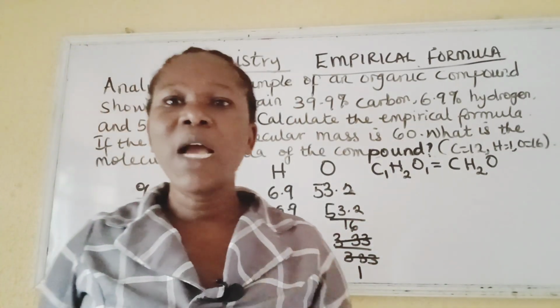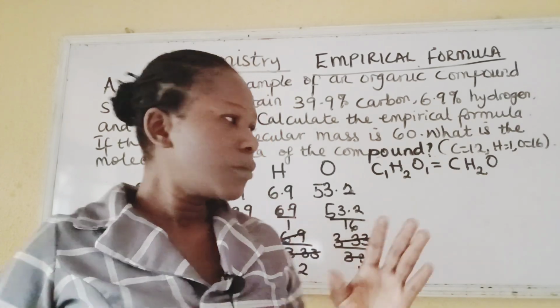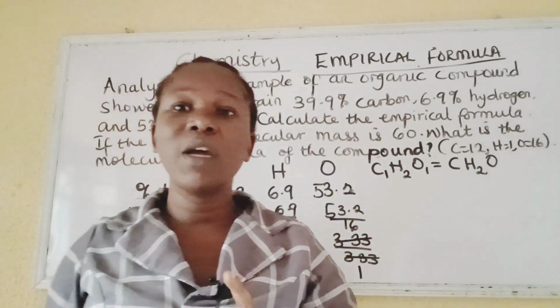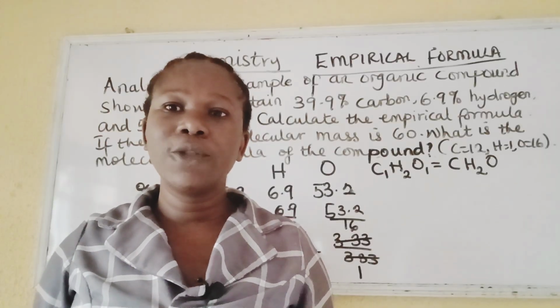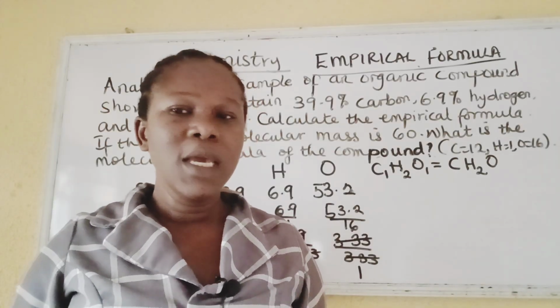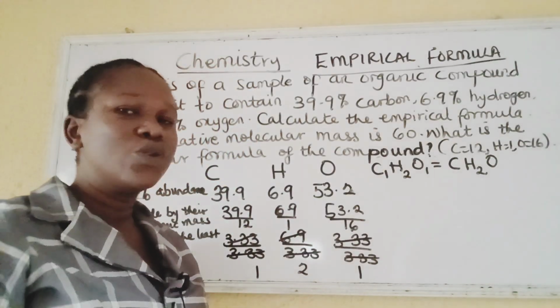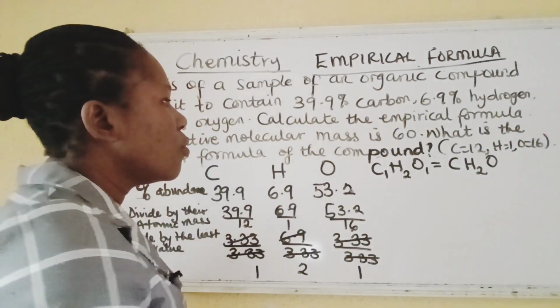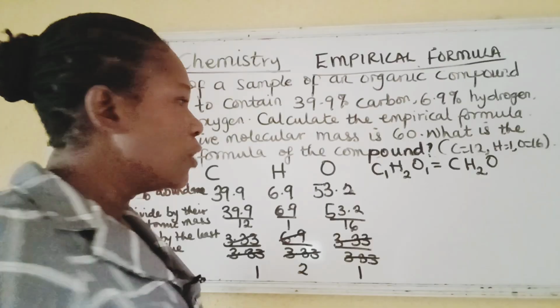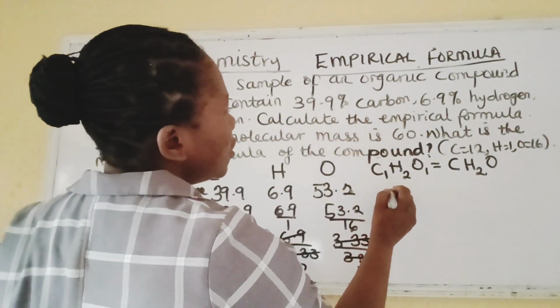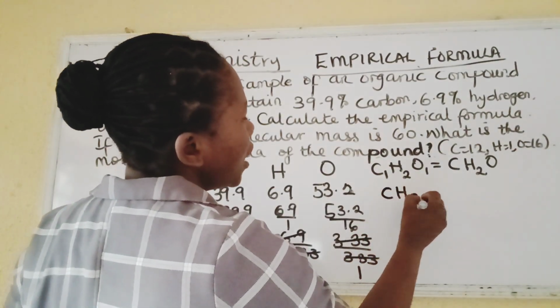Now take note, when you are not given the molecular mass, maybe you are given the vapor density, you can multiply vapor density by 2 to get molecular mass. It is that molecular mass that you will use to get the molecular formulae. So if you are given only molecular mass directly, then use it. So let's go. The whole compound is CH2O.